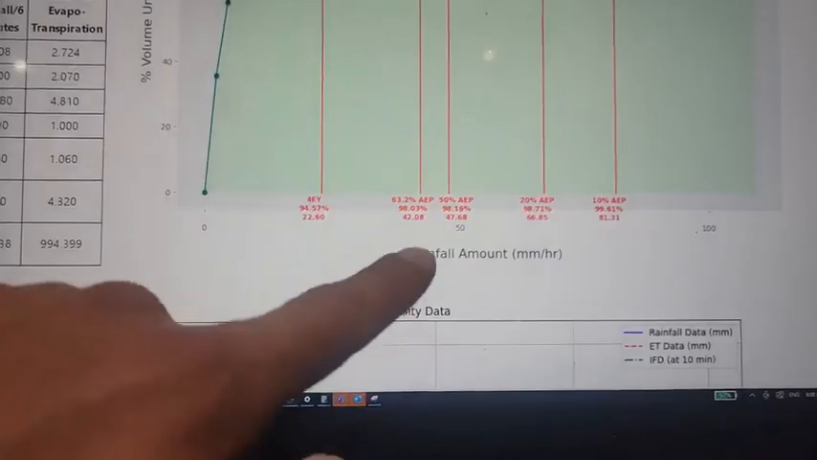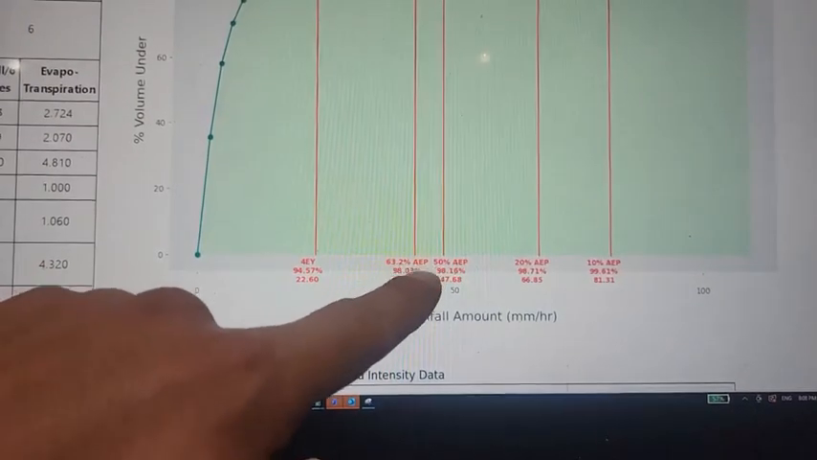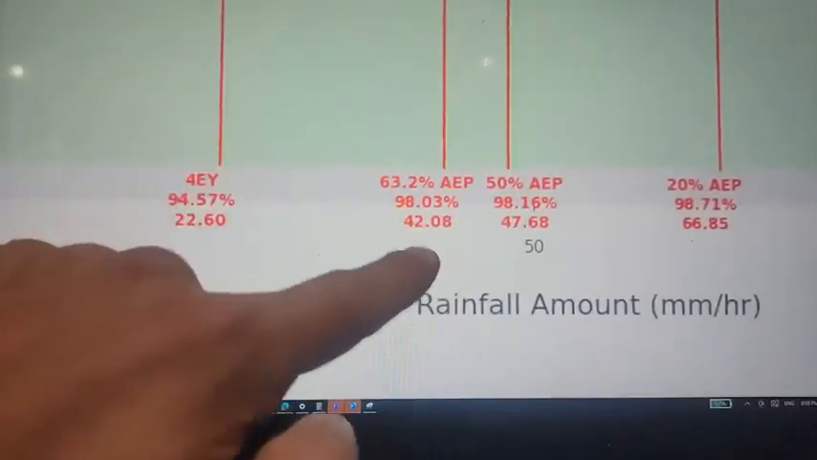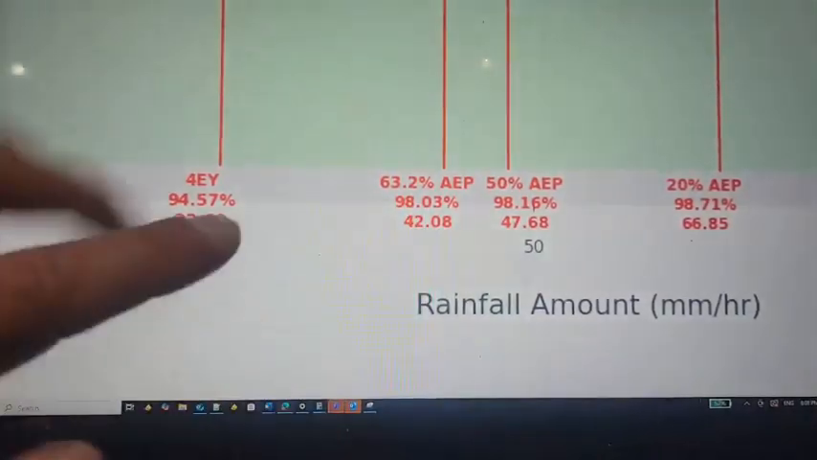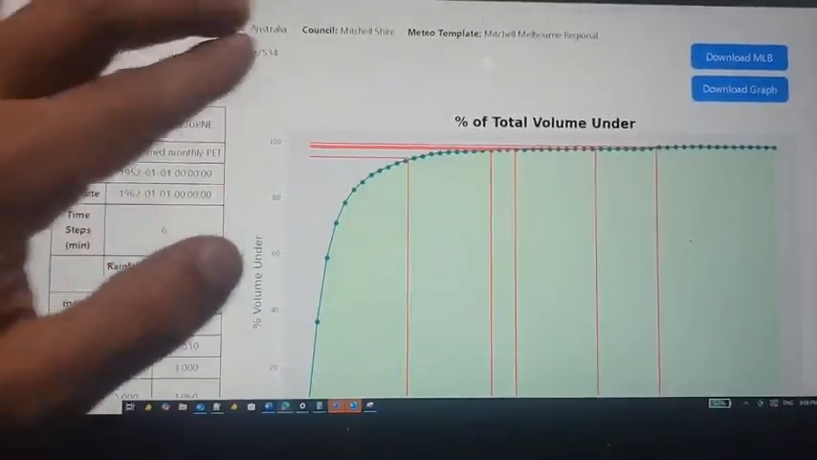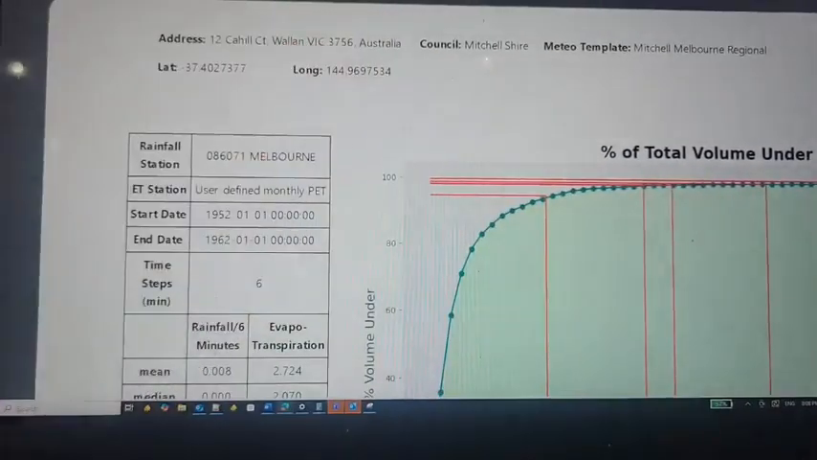You want to look at 98%, well, we have a value. If you want to treat more than 98%, you have to use the 63.2% AEP in this location, which is 42.08 millimeters per hour for a 10-minute rainfall in the location that is Mitchell Shire in Victoria. Happy to discuss.